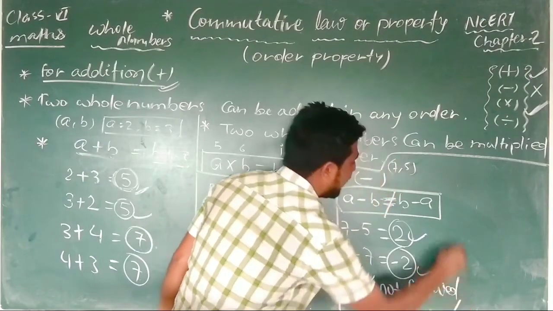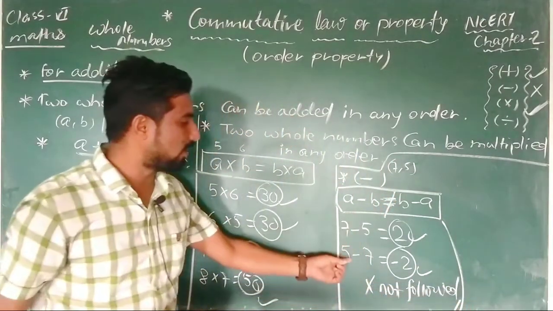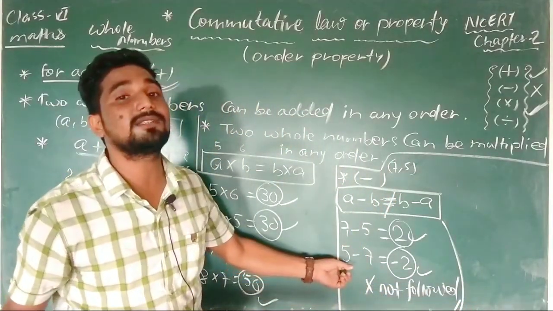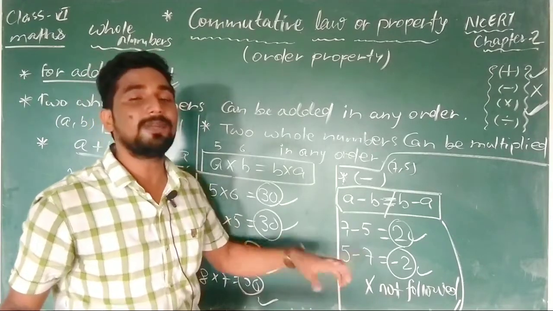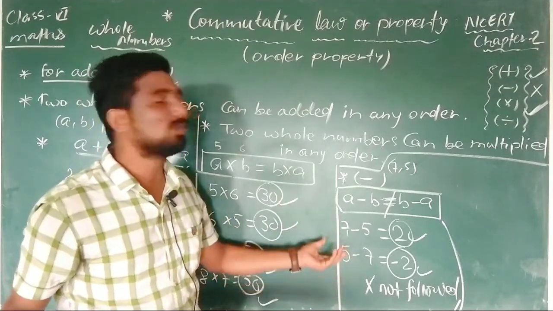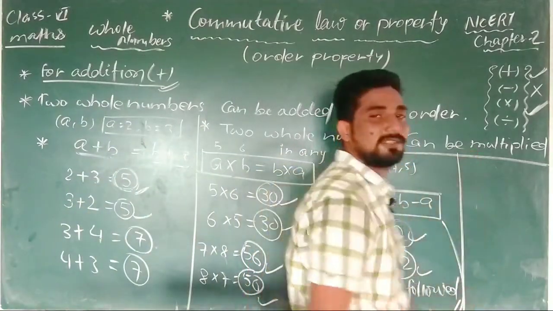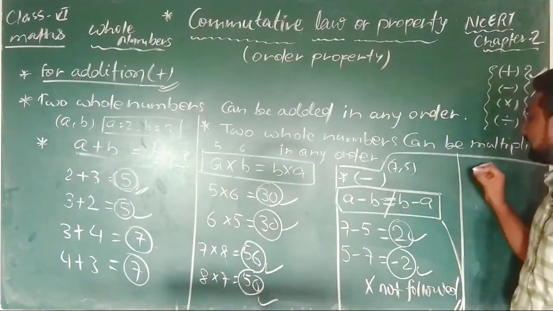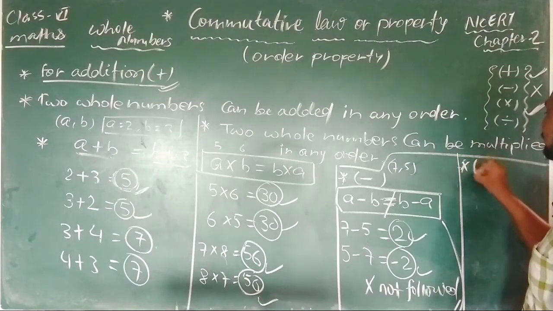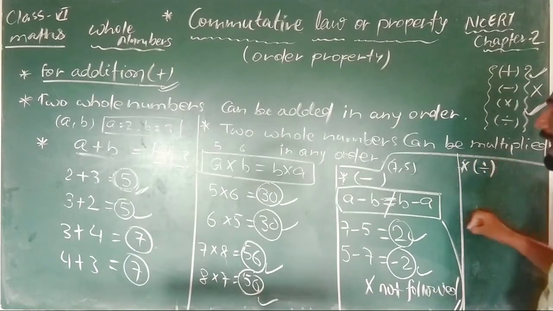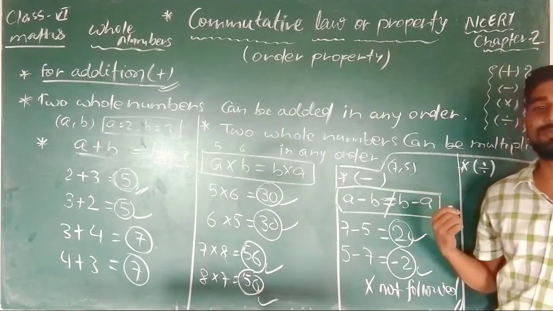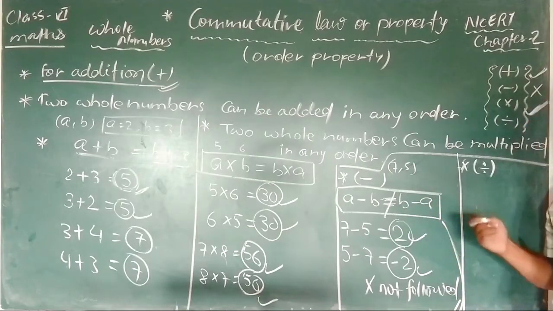Why? You have seen, when I change the order of the two whole numbers, the result is not the same. So if the result does not come the same, that means the property is not followed. Thereafter you have seen why subtraction is not followed. Now you see division. This is for the division operation. I must tell you, for division also it is not followed. You must know this. Why is it not followed for division?